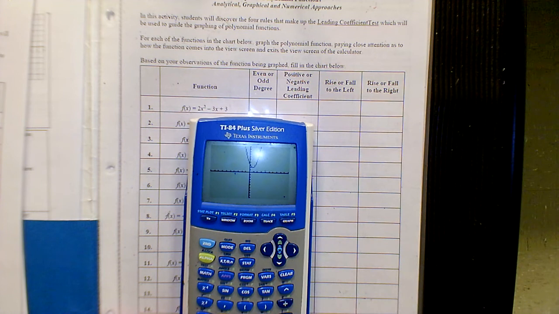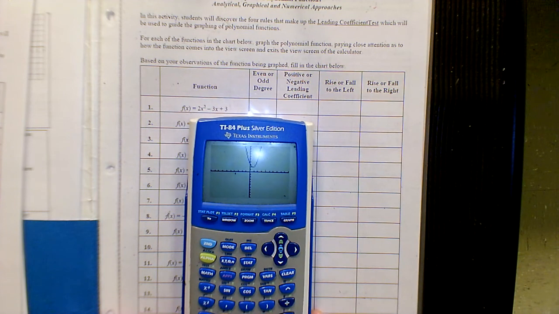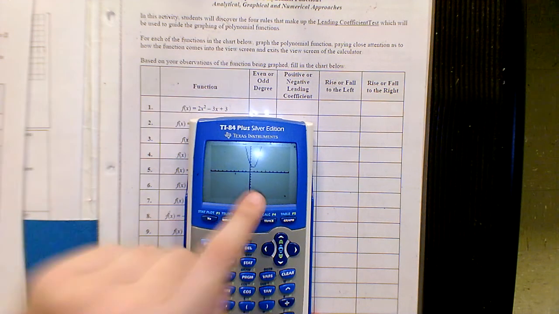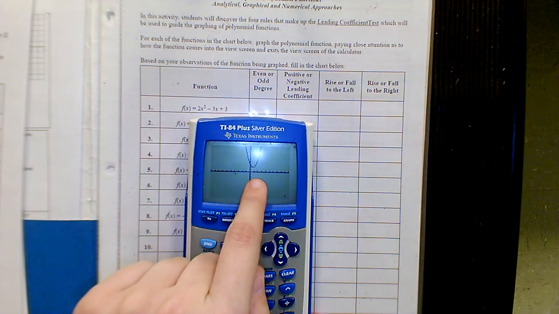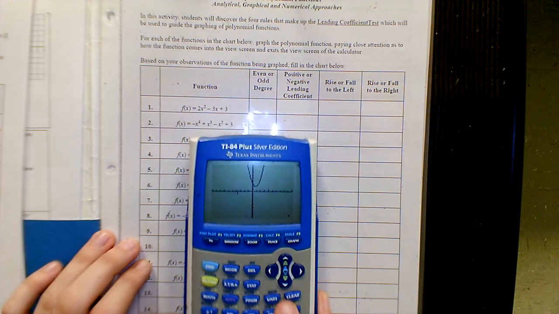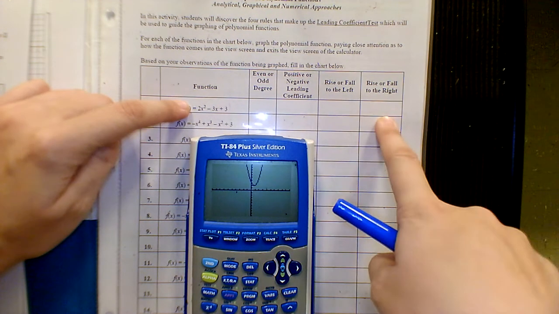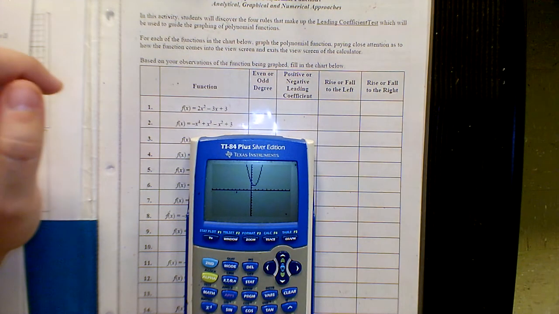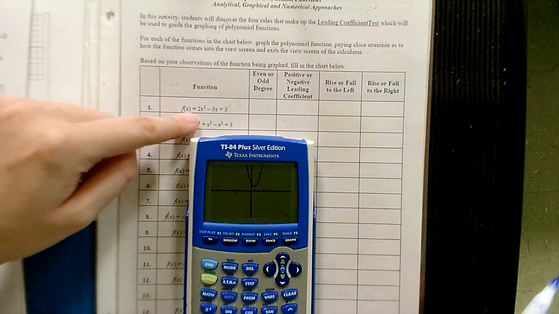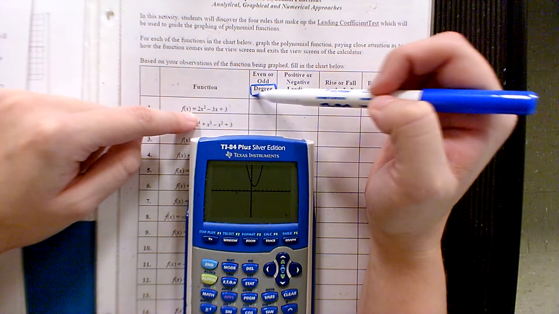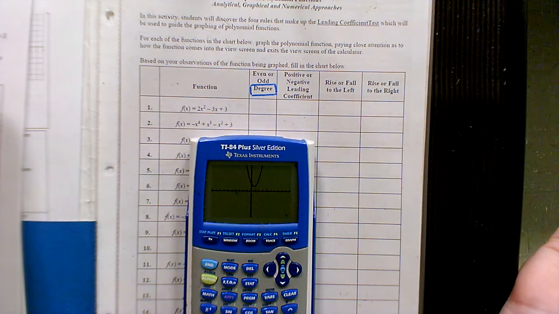So there's our polynomial shape. Notice how the function we typed in is quadratic. It had a power of 2, so our graph should look like a parabola. That makes sense, that's what's showing up. Based off of this graph and the equation, we're going to fill in some key things to look for. When you look at this equation, is the degree, meaning the highest exponent, even or odd?